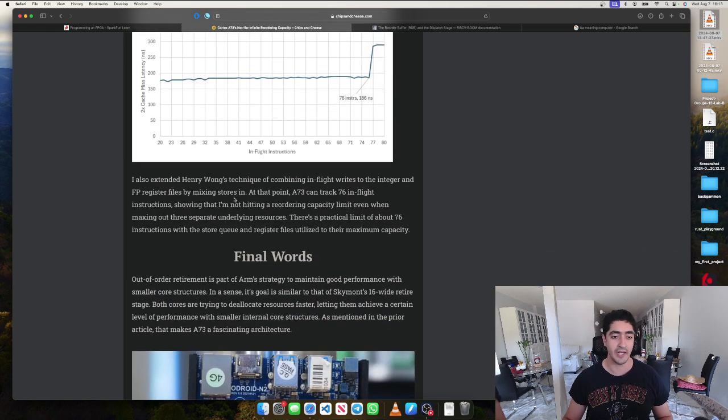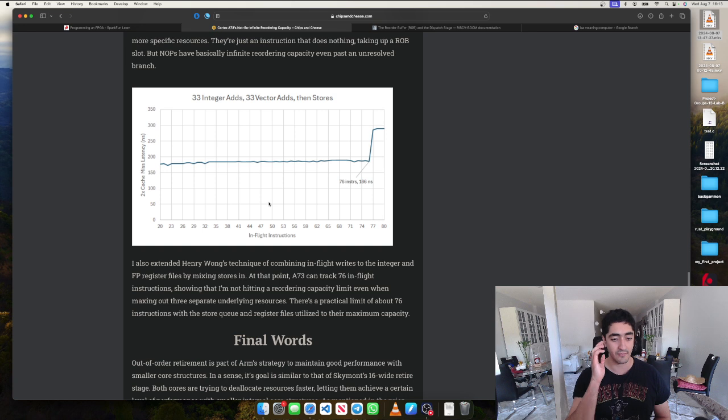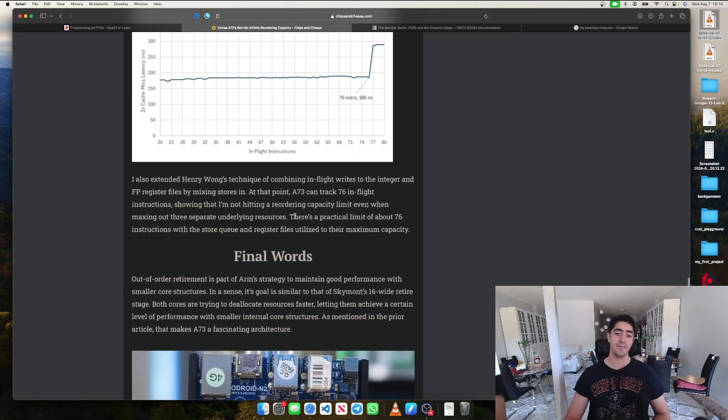I also extended Henry Wong's technique of combining in-flight writes to the integer and FP register files by mixing stores in. At that point, A73 can track 76 in-flight instructions, showing that I'm not hitting a reordering capacity limit even when maxing out 3 separate underlying resources. There is a practical limit of about 76 instructions with the store queue and register files utilized to their maximum capacity.